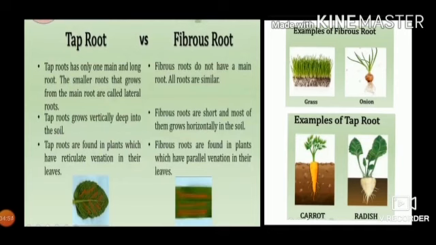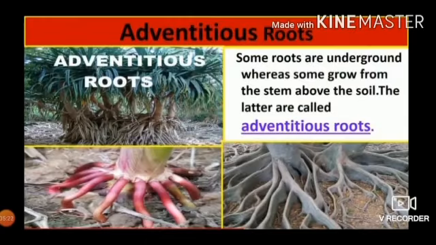Taproots are found in plants which have reticulate venation in their leaves, and fibrous roots are found in plants which have parallel venation in leaves. Examples of fibrous roots are grass and onion. Examples of taproots are carrot and radish.